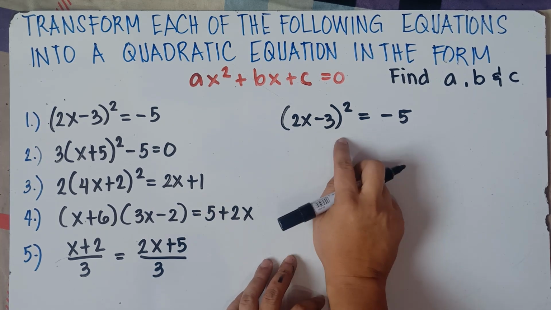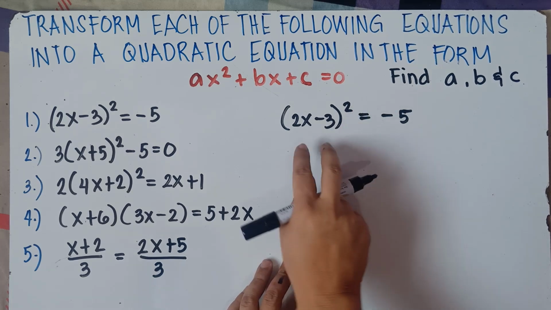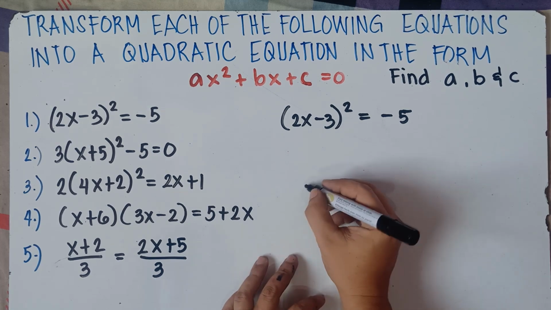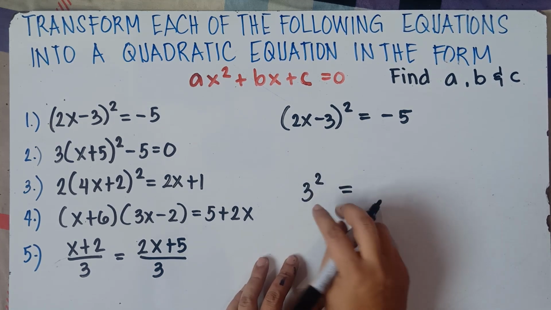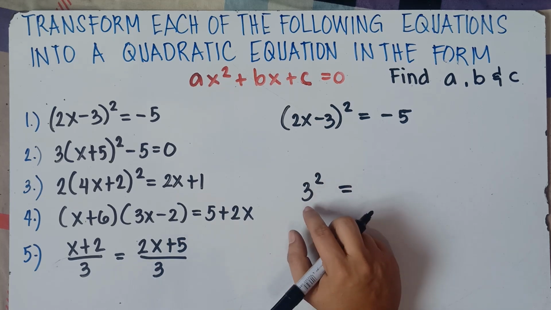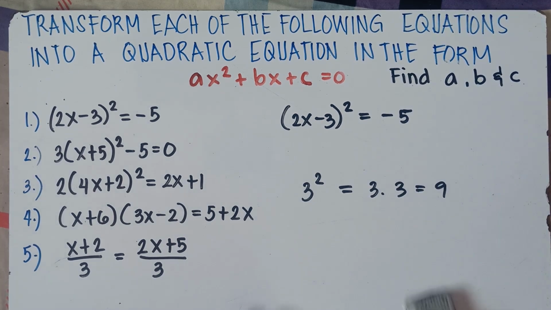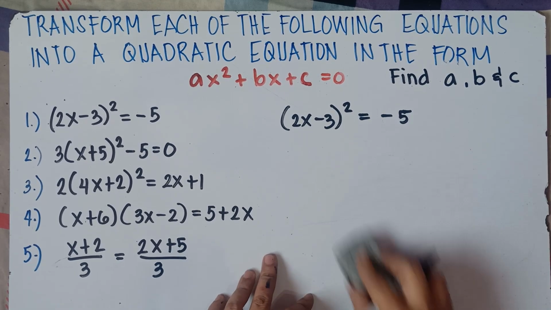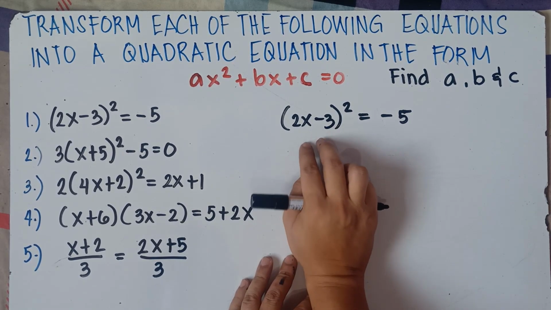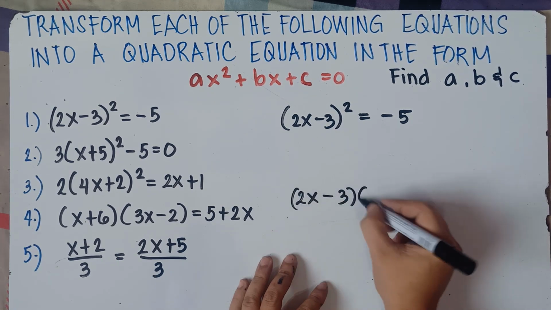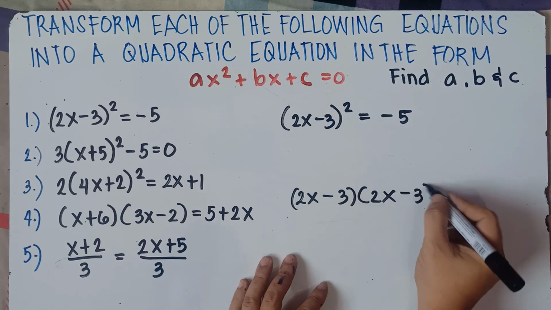If you have a parenthesis raised to the power of 2, it means that you multiply this expression by itself twice. Example, class, 3 squared doesn't mean 3 times 2. It means that you multiply 3 by itself twice. It means 3 times 3, and 3 times 3 is 9. So in this scenario, we need to multiply this expression by itself twice. That would be 2x minus 3 times 2x minus 3.